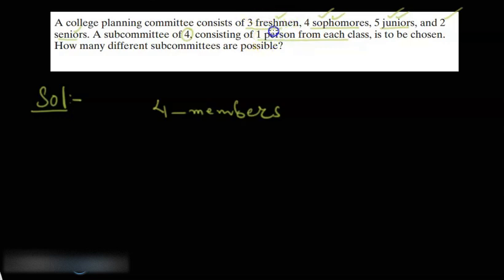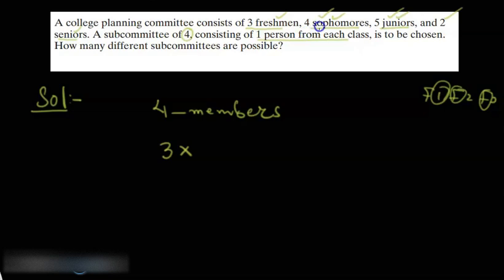So let's say first we are selecting freshmen. In how many ways can I select a person for this committee from these freshmen? There are three possible outcomes for a single person, or in other words, I can select that in 3 ways. Suppose this is freshman 1, freshman 2, freshman 3. This can be selected, or this. So in 3 ways I can select, or there are 3 possible outcomes.